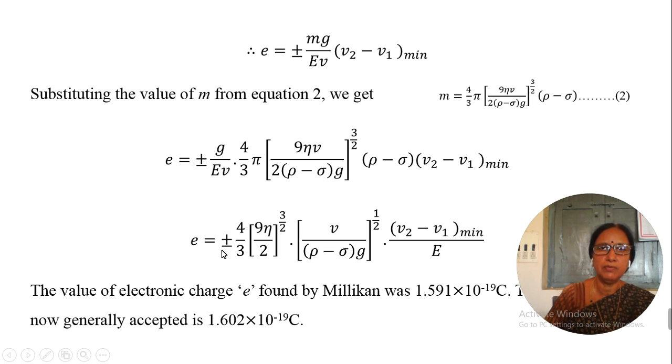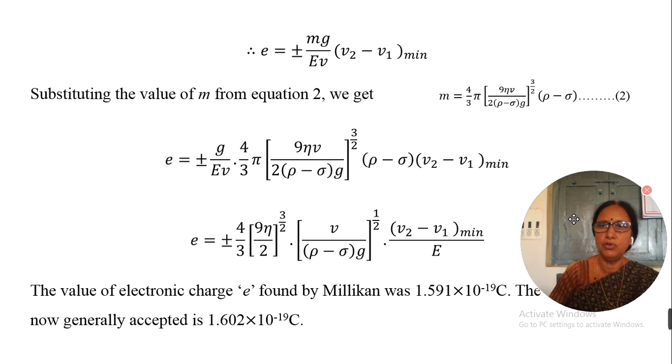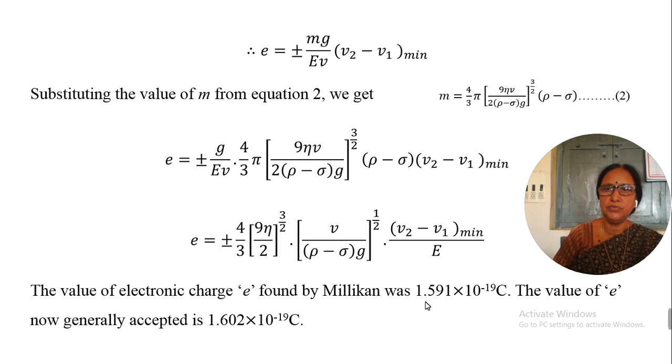Now remember, here we have introduced plus or minus, taking into consideration that positive ions may be accumulated or negative ions may be accumulated. So the final expression will be E is equal to plus or minus so and so. After substituting the standard values, Millikan found in his experiment the value of the charge of an electron is 1.591 into 10 raised to minus 19 coulomb.